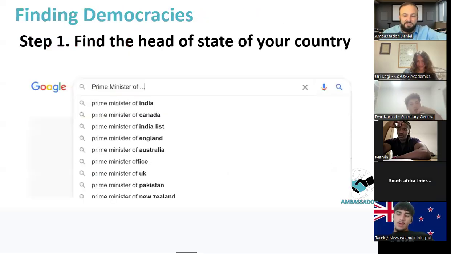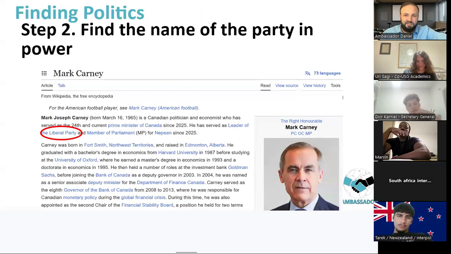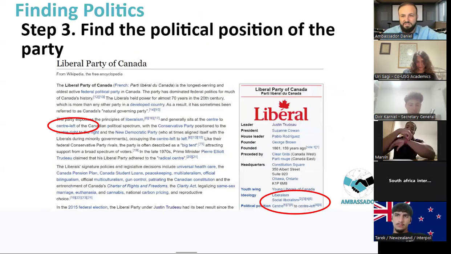I recommend that you find the head of state of the country. Let's say we're going for the Prime Minister of Canada. We find that it's Mark Carney of the Liberal Party, but we don't know what the Liberal Party is. By the way, even sometimes the conservative parties are not always the most right-wing party there is. And here we see that the Liberal Party is center left. Okay, so Mark Carney of Canada, the Prime Minister of the Liberal Party, which is indeed a center left party.